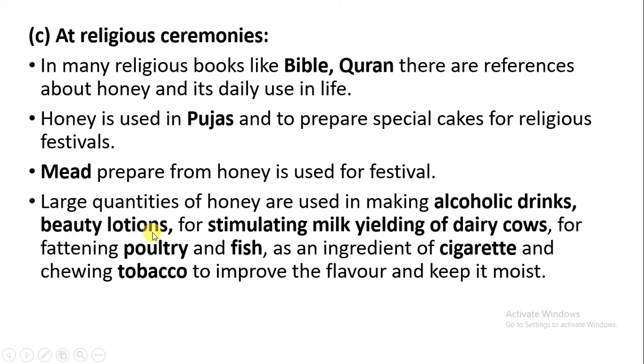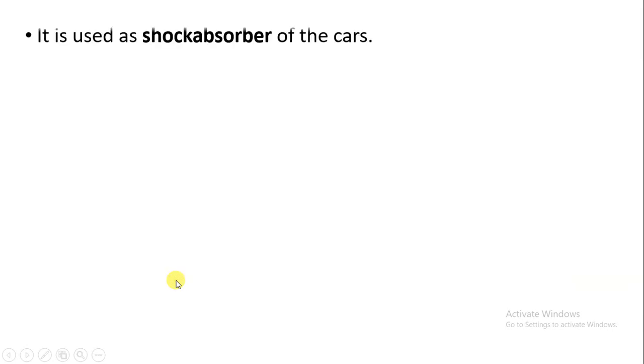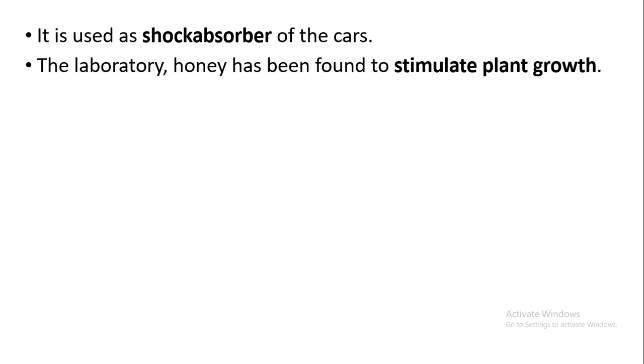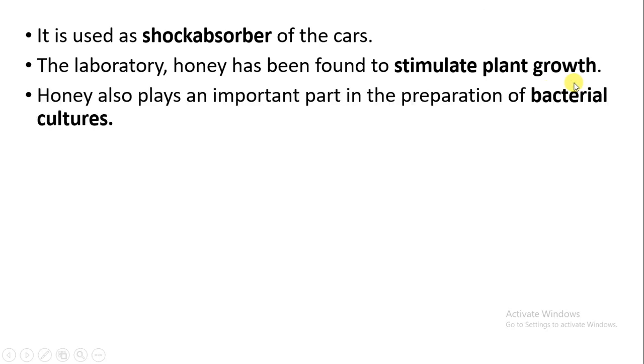ब्यूटी लोशन के लिए भी हनी का यूज करेंगे. Stimulate milk yielding of dairy cows. To fatten the poultry and fishes, honey is also used. Honey is an ingredient of cigarettes and it is also used to make tobacco. So here also it is enhancing the flavor. Then honey is also used as a shock absorber for cars. In the lab also, to stimulate plant growth, honey is used.